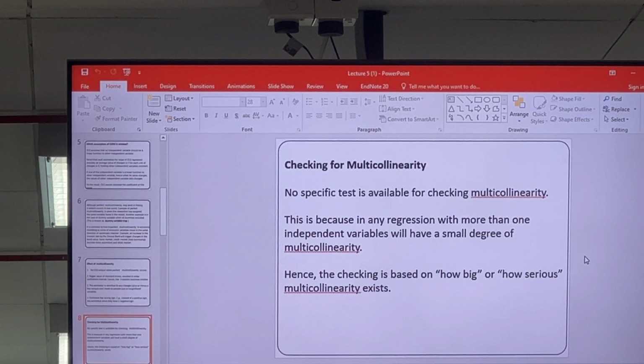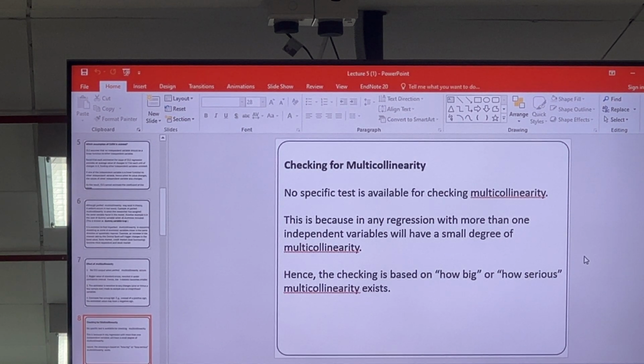Alright, to check for multicollinearity, there is no specific test available. This is because any regression with more than one independent variable will have a small degree of multicollinearity. Hence, the checking is based on how big or how serious the problem is. If the problem is so serious that it makes the estimate incorrect or not reliable, then we have to do something. Otherwise, we can just ignore the problem.